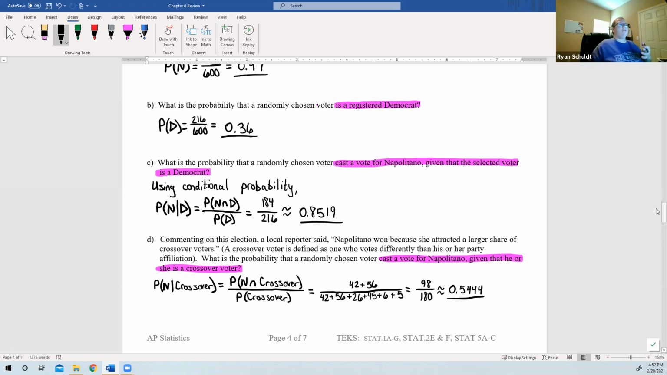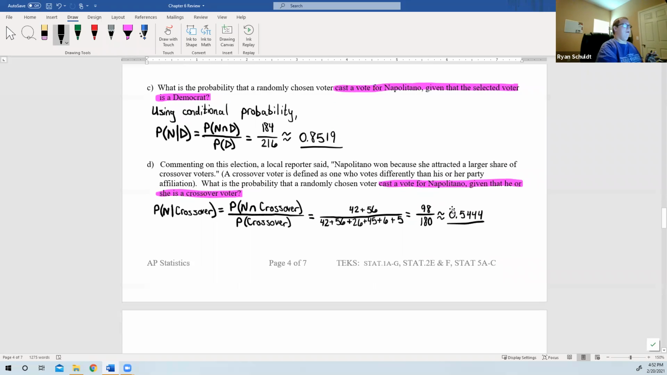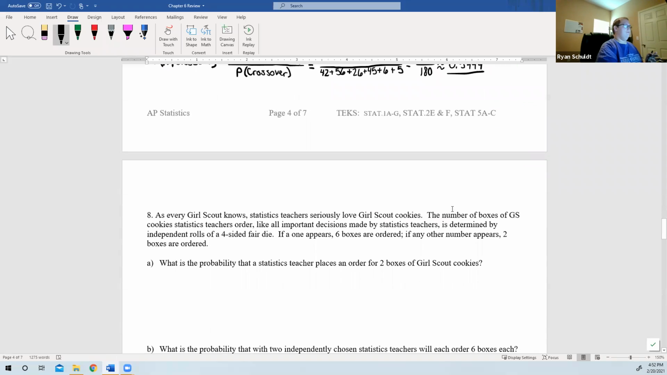Notice we kind of learned something in this problem. This would be more leaning towards this synthesis type of question, where you learned something. If you didn't know what a crossover voter was before, maybe you do now. And we had to kind of stretch what we knew to apply it to this situation. But it wasn't something that was totally unsolvable.